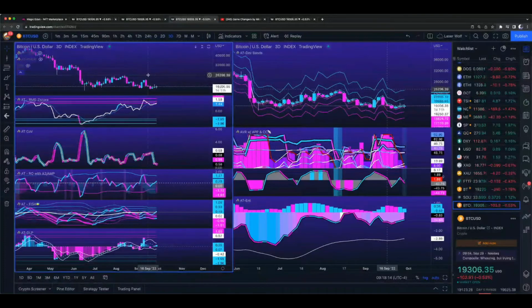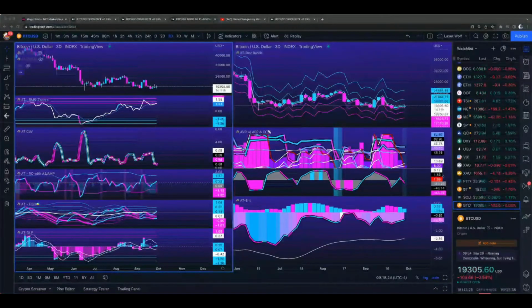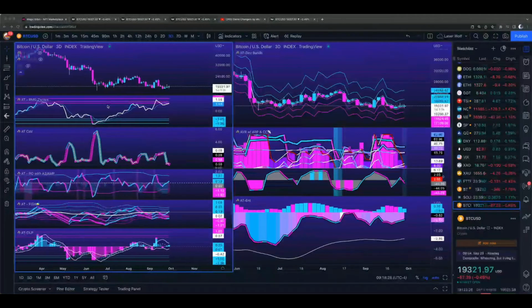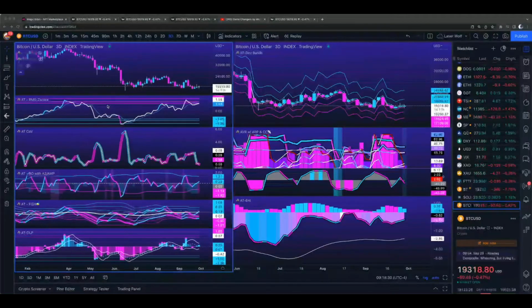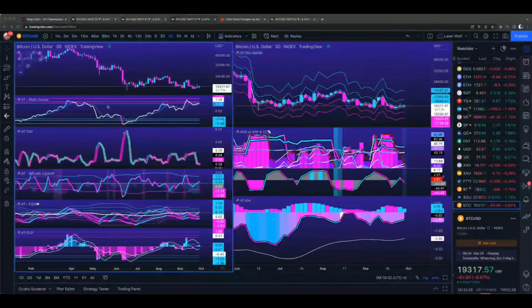MJ's already called the bottom anyway. Where's he at? Is he even in here? I thought he said he was going down to like 10K or something, no? There's areas down there for sure. I don't know if I see it, though. He was waiting for the cheapo prices. No, I'm kidding. Like, bottom's in.